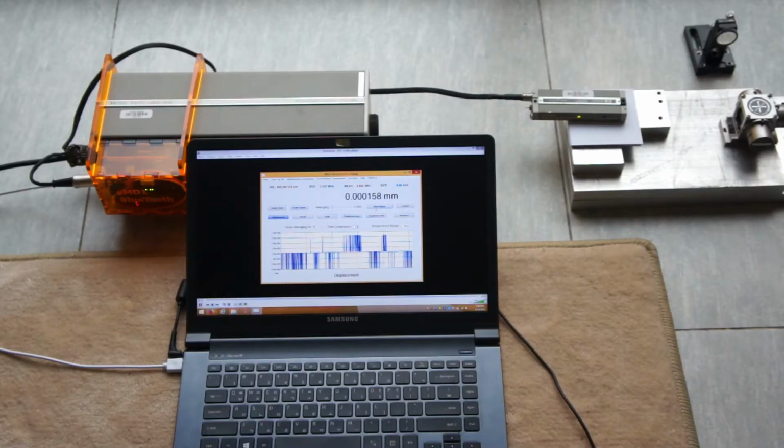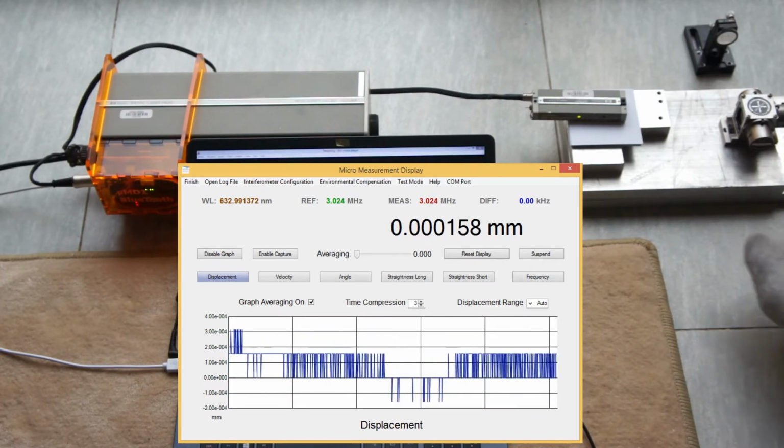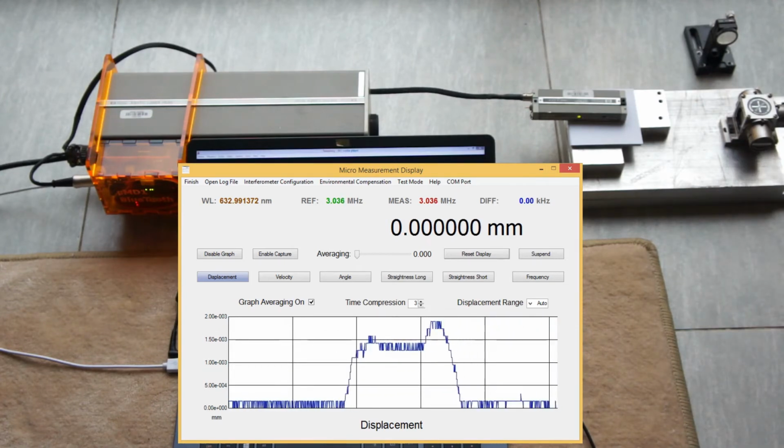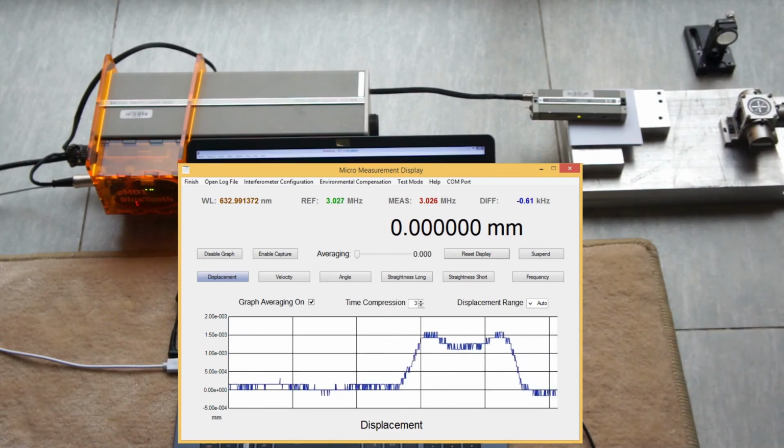In this demonstration, I measure the distance between the interferometer and the plane mirror. If I place my foot on the floor next to the setup, then you can see that the floor deforms enough to change the distance between the interferometer unit and the mirror by almost 2 microns.